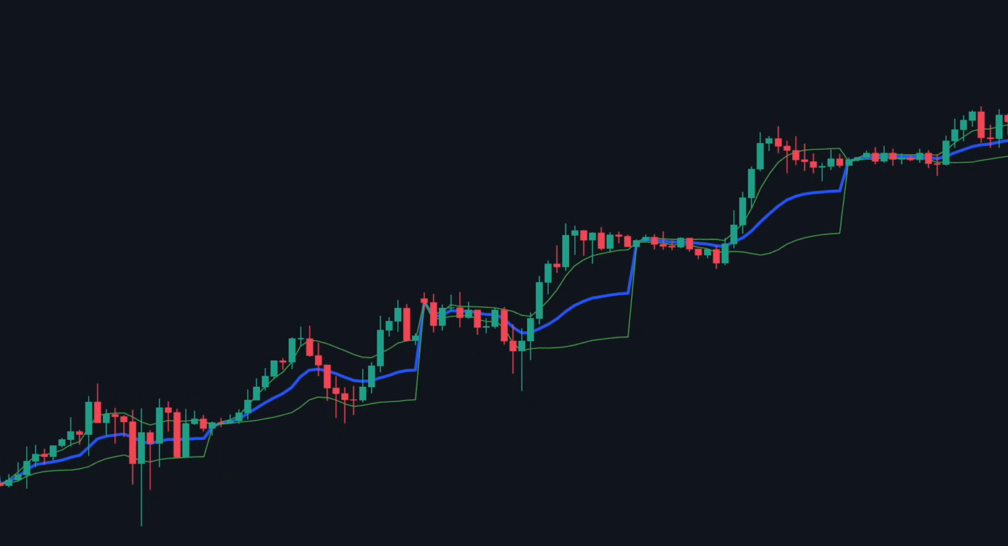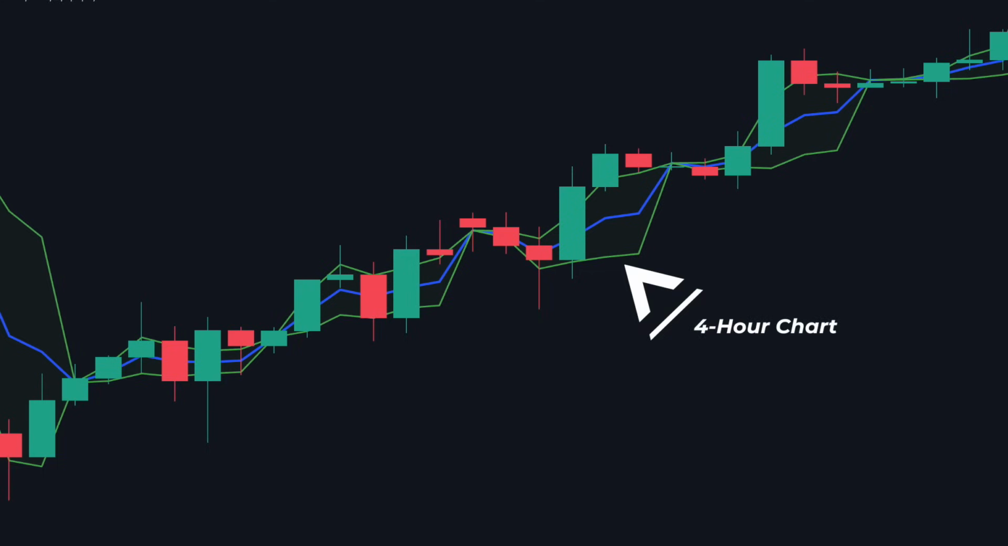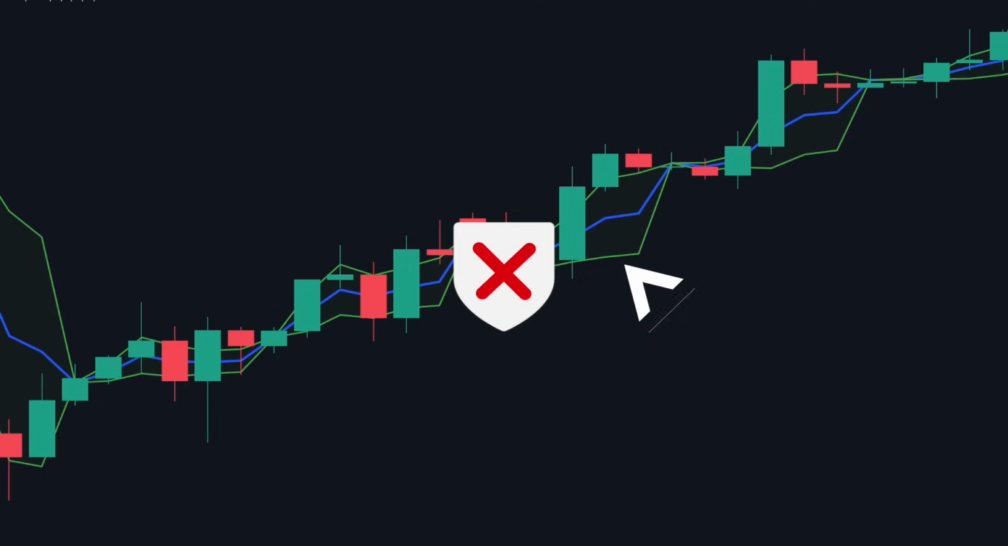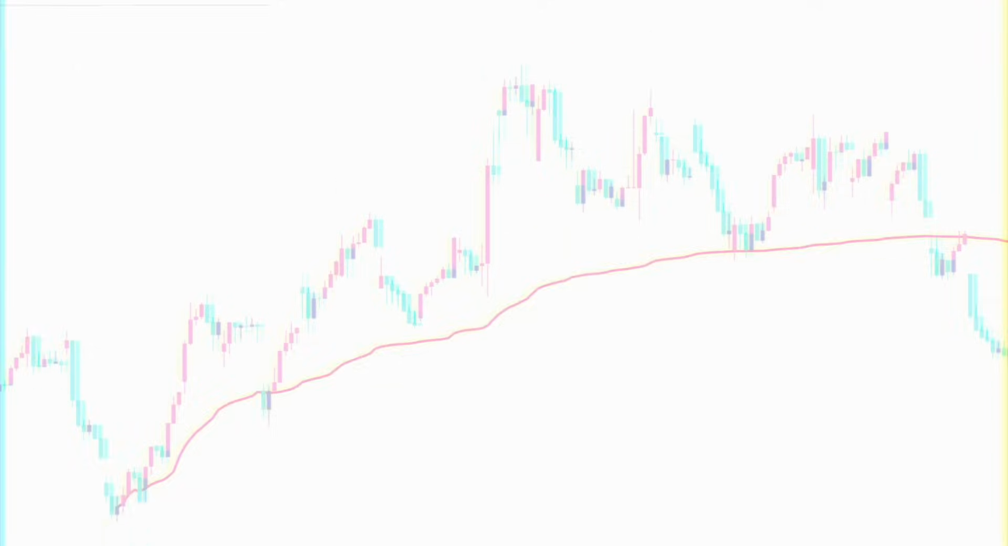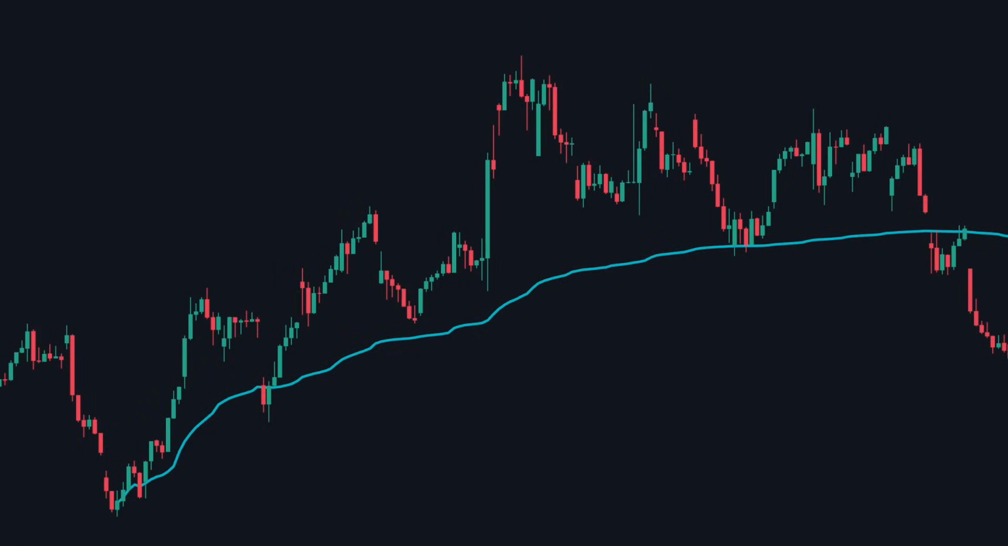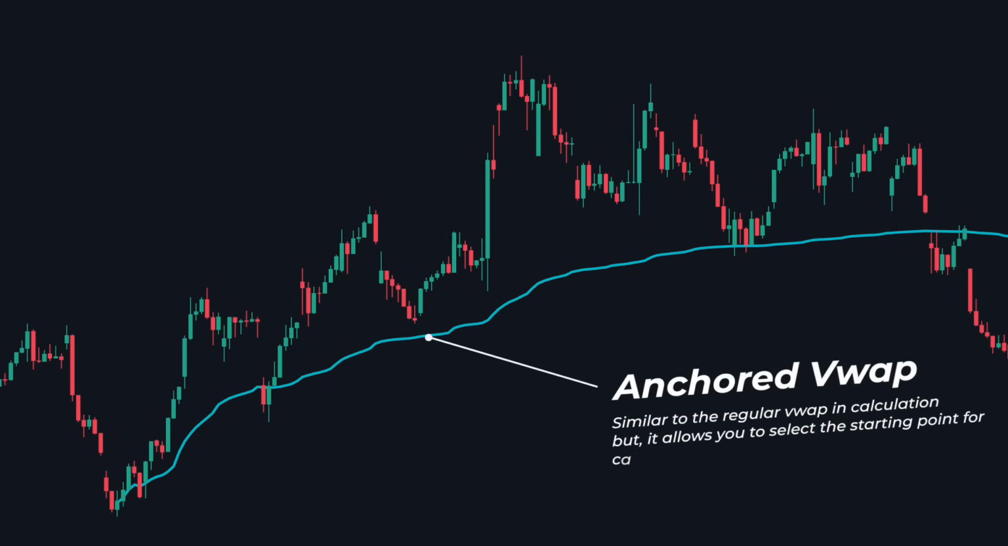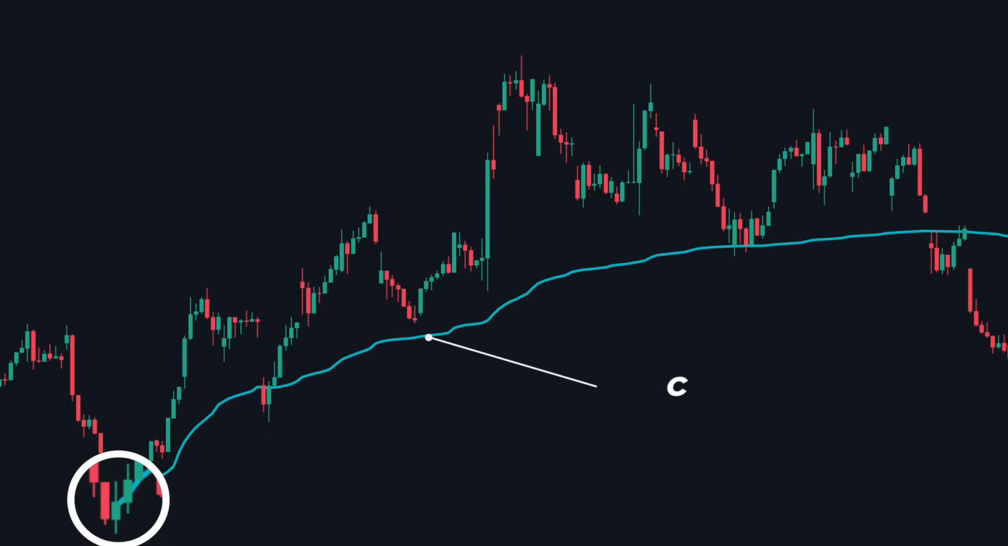But what if we want to look at a broader context? What if we want to use a higher time frame to trade? The regular VWAP has no value for a swing trader. That is where Anchored VWAP comes in. The Anchored VWAP uses the same calculations as the regular VWAP, but it allows you to select the exact candle where you want the calculations to begin.